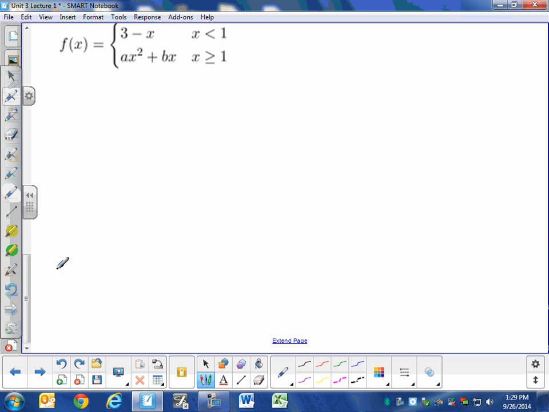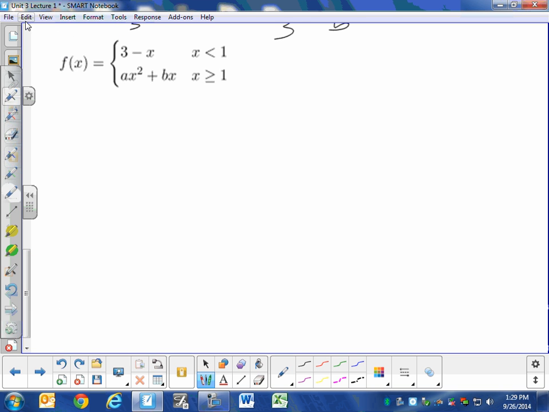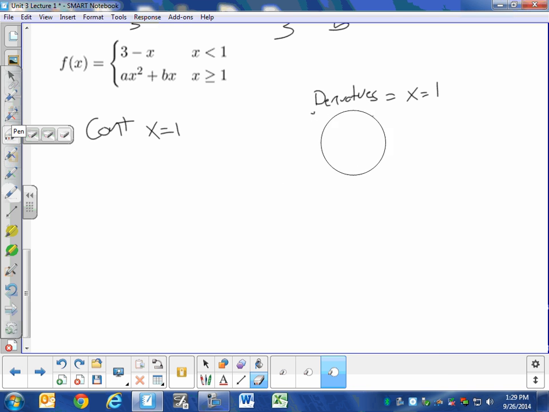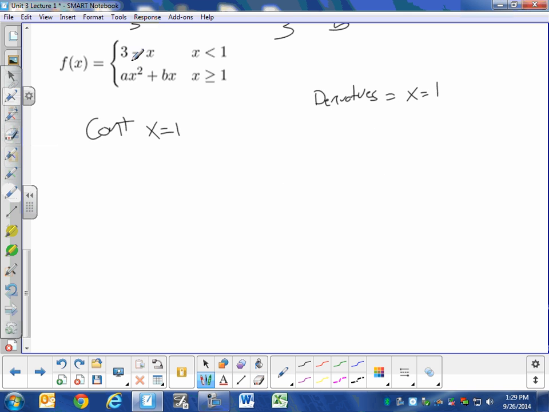Okay, let's do this problem. Find a and b such that this function is continuous everywhere. Well, two things we need to make sure happens. We need to be continuous, and these pieces need to be continuous at x equals 1, and the slopes have to be the same, or we have to be differentiable. The derivatives have to be equal at x equals 1. So let's check continuity. I'll plug in 1 into both functions. I get 3 minus 1 equals a plus b, or 2 equals a plus b.